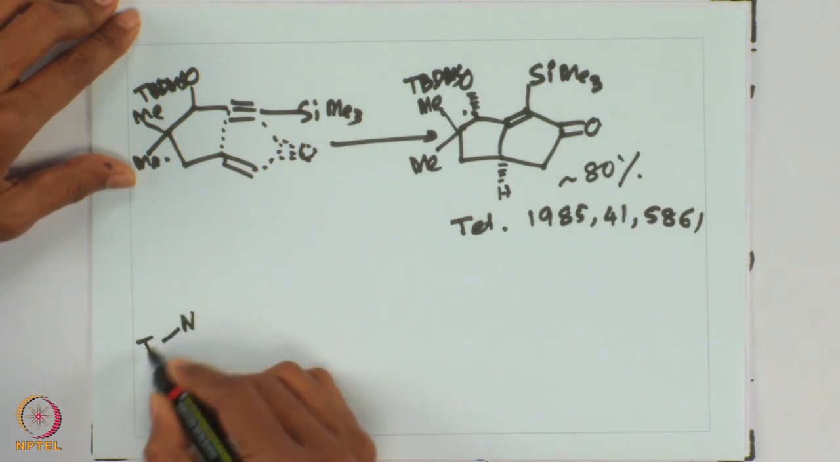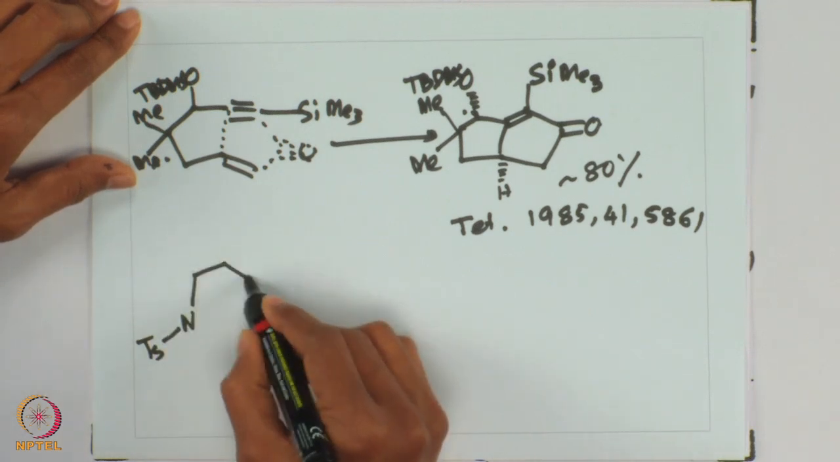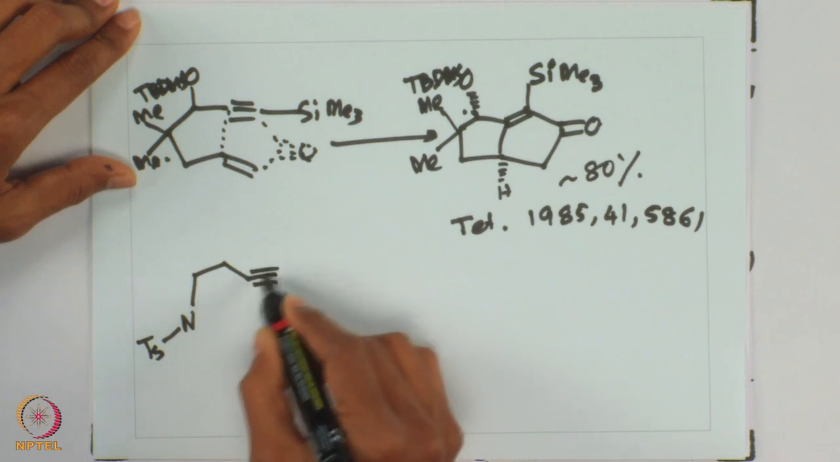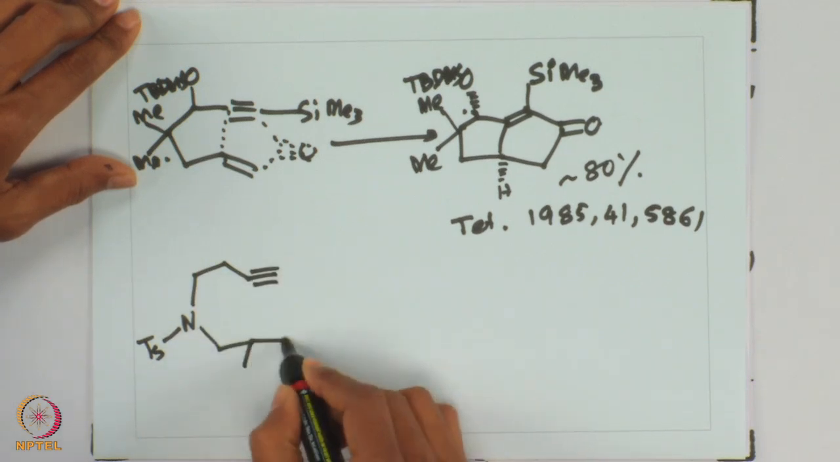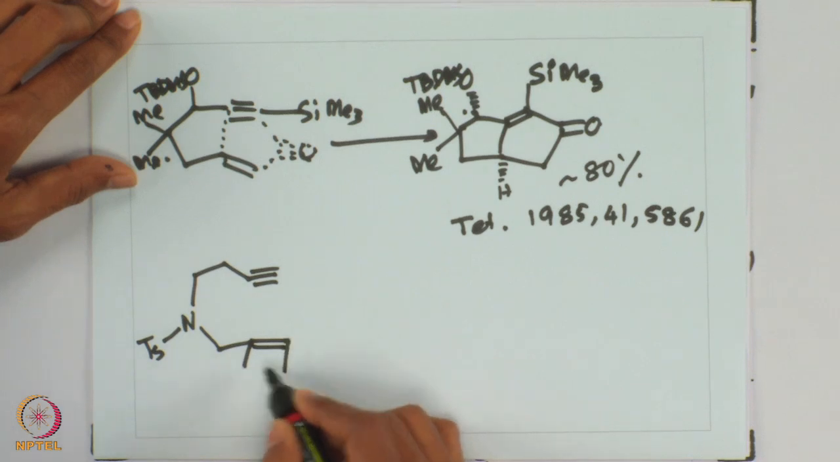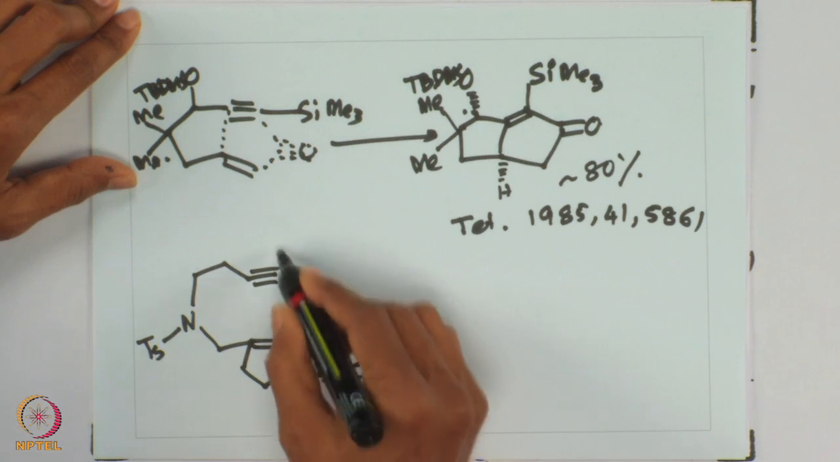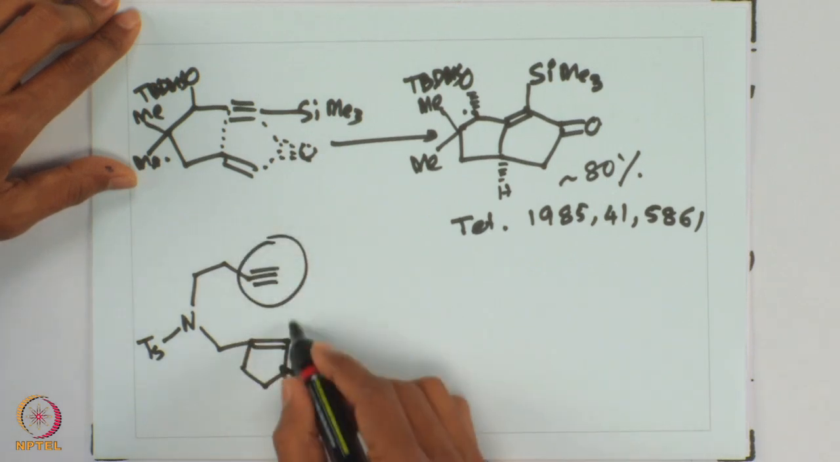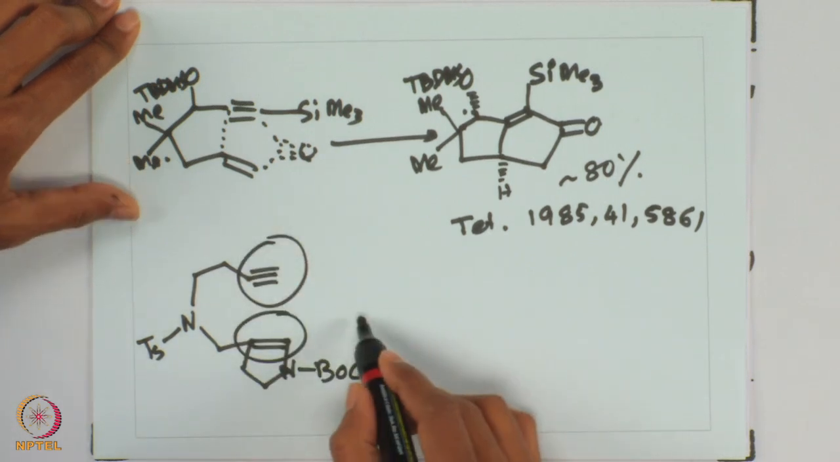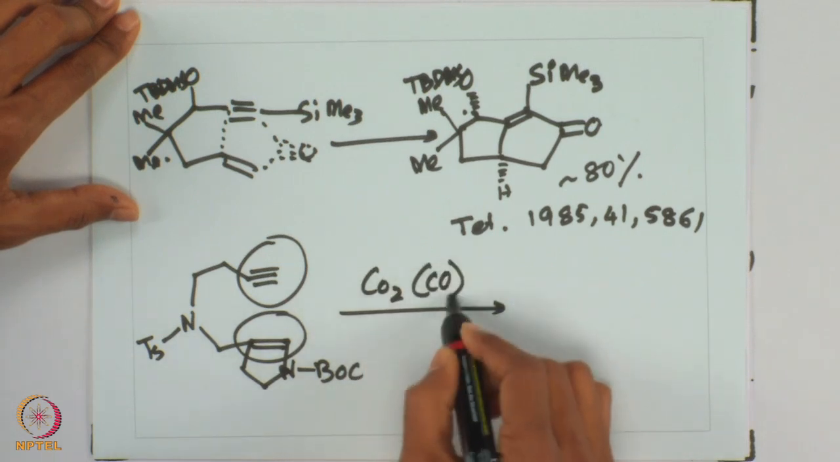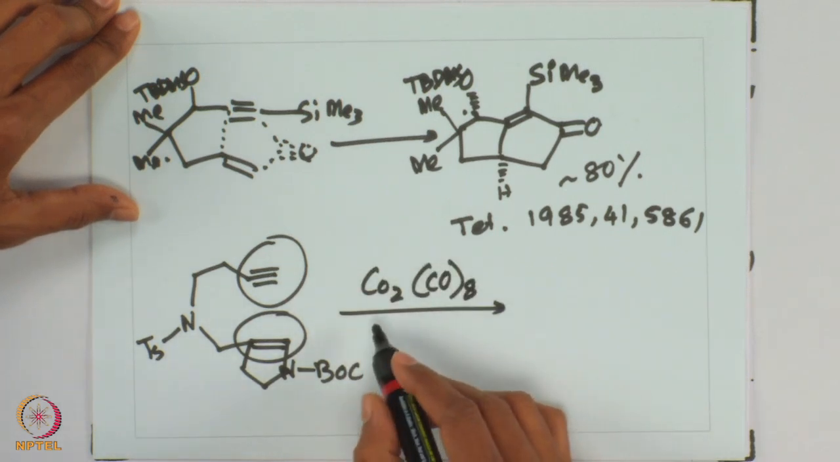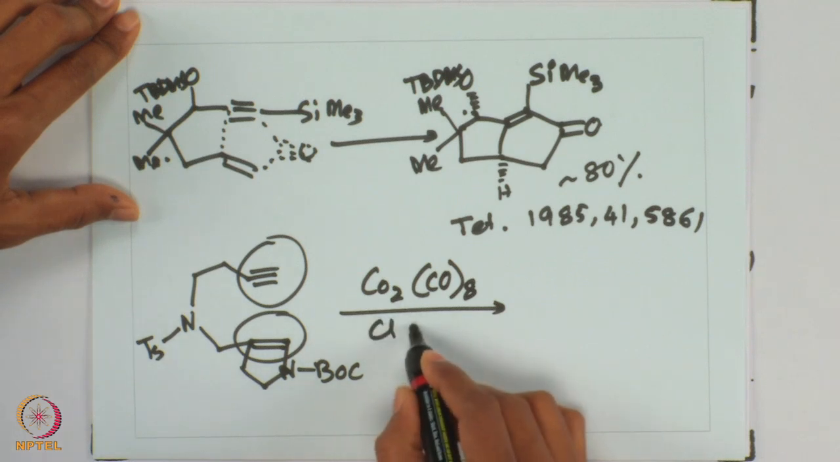Another example, NTS. Of course, alkyne should be straight, but just to give you the real feeling how it might be happening, we have drawn like that. Now, once again you have an alkyne, you have an olefin together, and you are doing this reaction in presence of dicobalt octacarbonyl and then with dichloroethane.